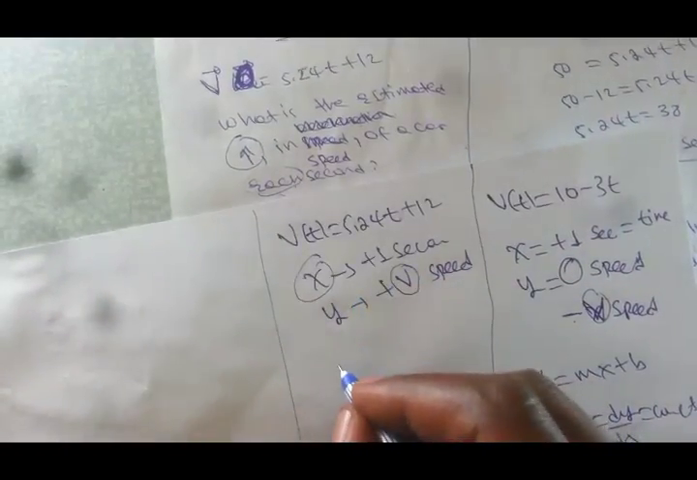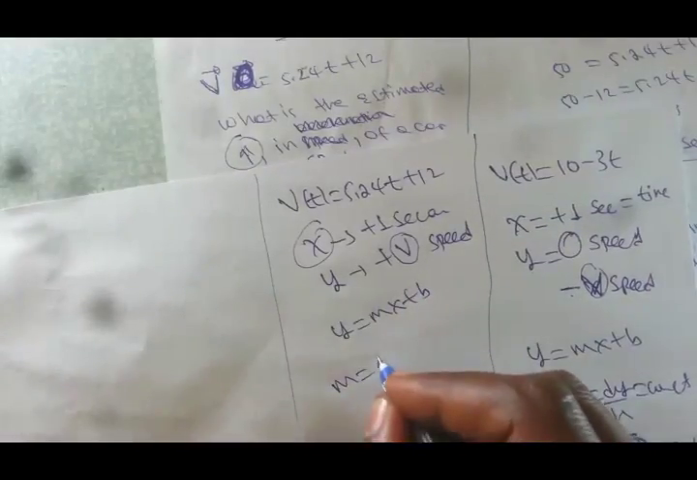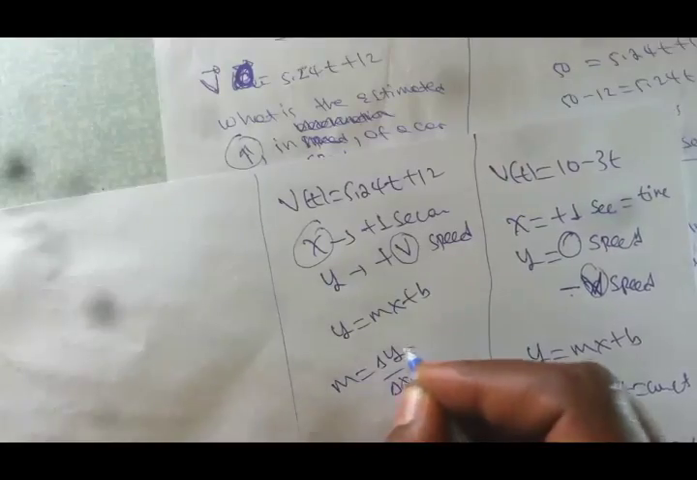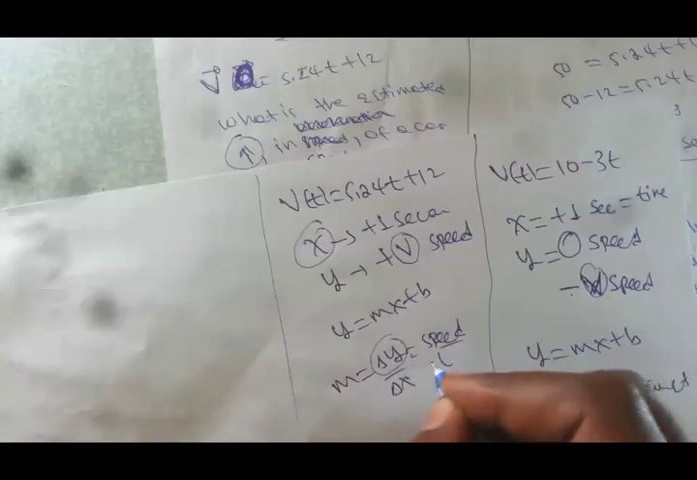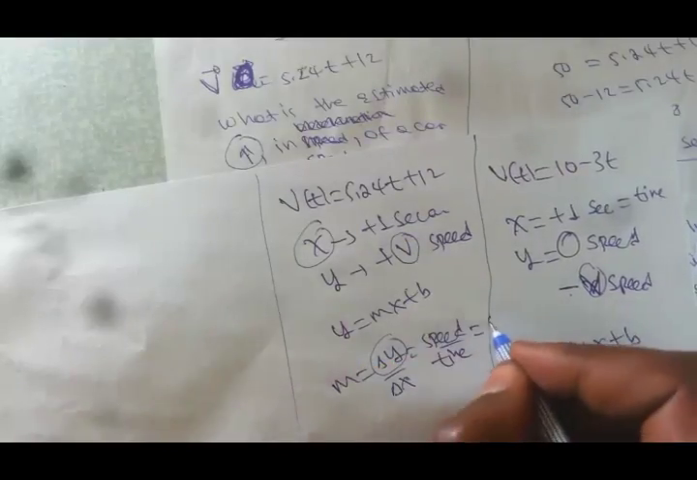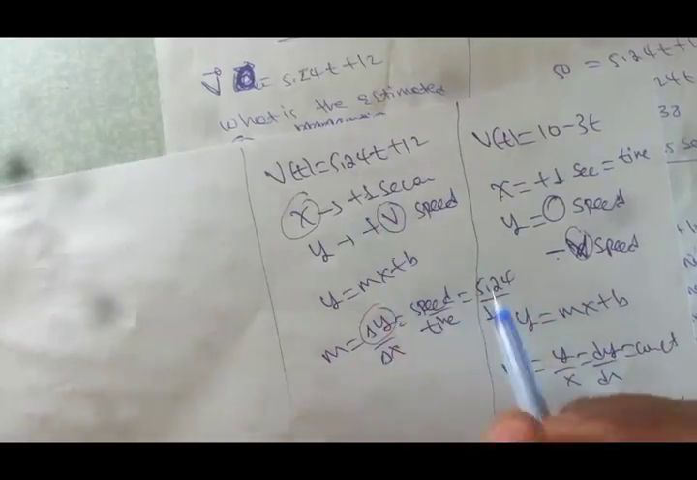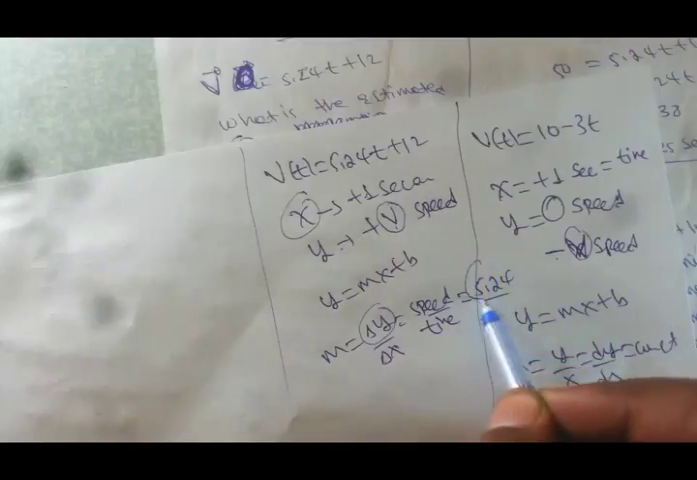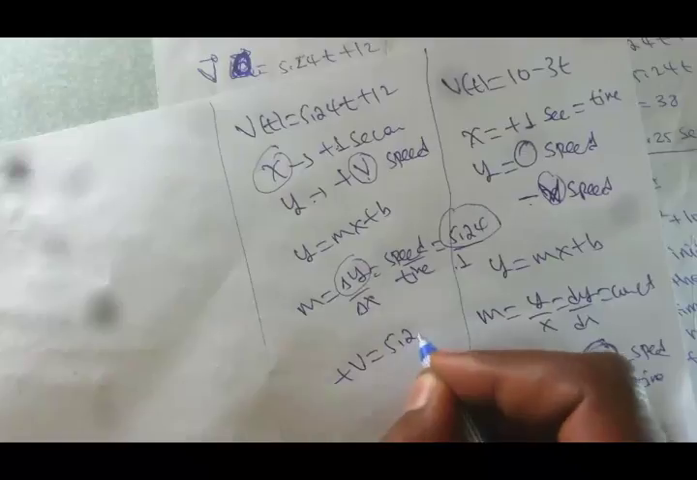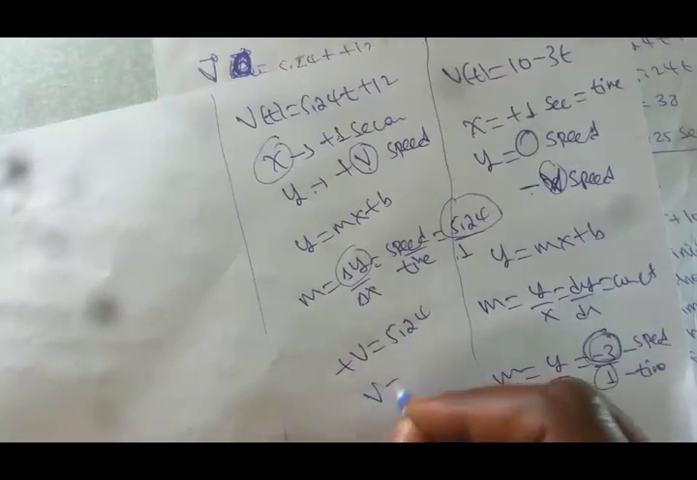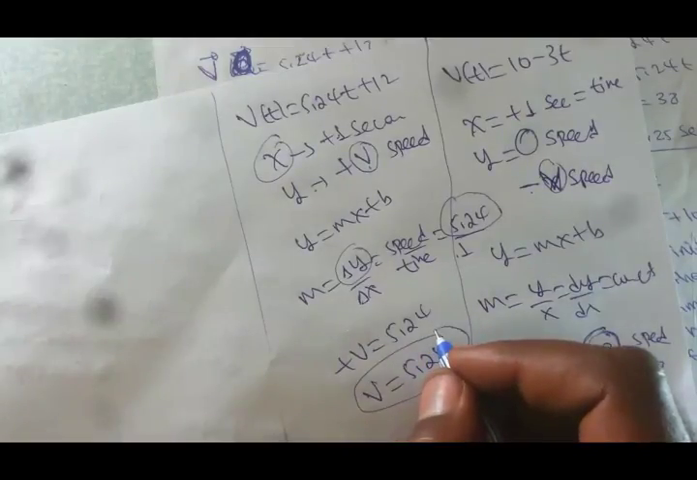And we know that for a linear function y equals mx plus b, m is equal to change in y over change in x. In our case, what is the change in y? Speed. What is the change in x? Time. It is given as 5.24 over 1. Therefore for 1 second, plus v must be equal to 5.24. Therefore v will be 5.24. So the speed will increase by 5.24 each second.